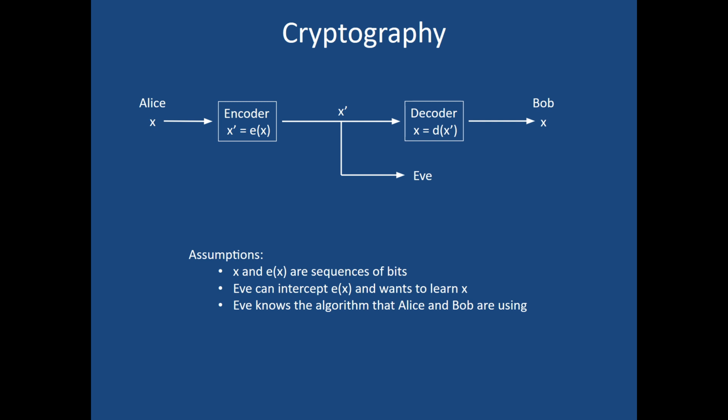And then the other player in the middle is Eve, who's an eavesdropper. We assume that she can intercept the bits and that she knows the algorithm that Alice and Bob are using. That's not a secret. And we'll always be wondering, okay, how can Eve contrive to figure out what the message is, what X is, given X prime and the algorithm we're using.